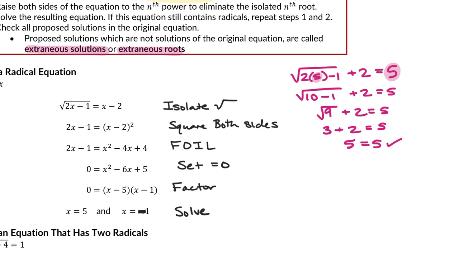Let's check the other one. This is 2 times positive 1, when you ignore my typo. 2 times 1 is 2.